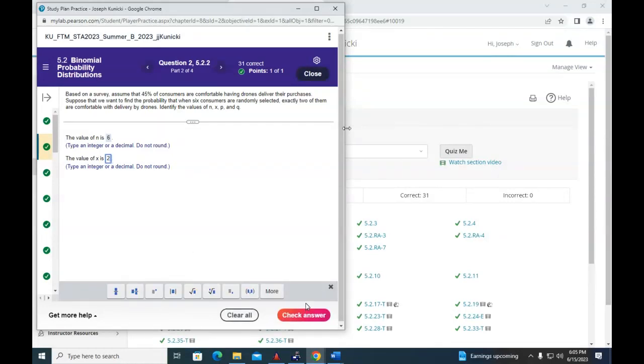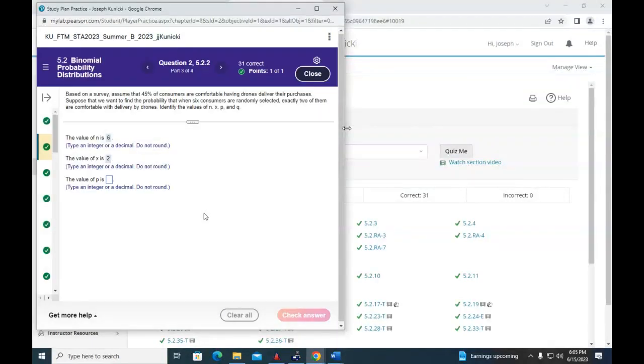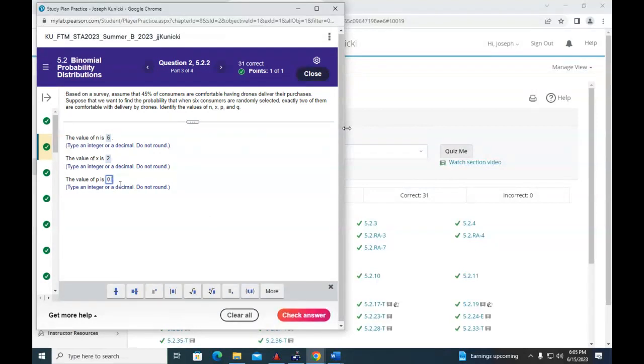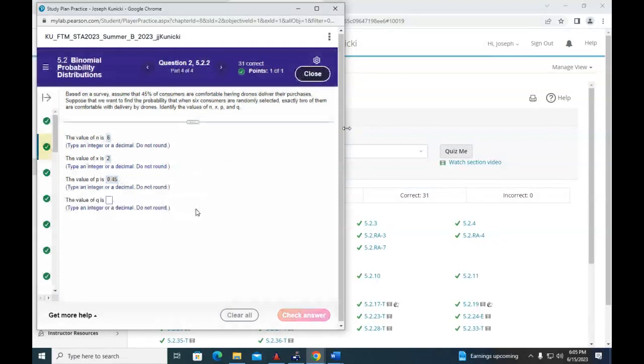Remember, x goes between 0 and 6 now. It could be any number between 0 and 6. And then what's p? I think I gave it away. 0.45. And what's q? p plus q equals?